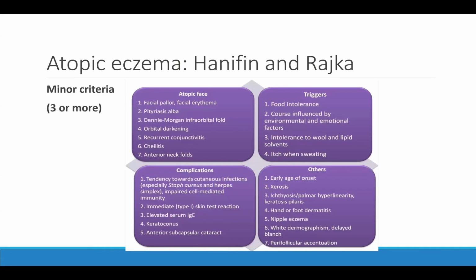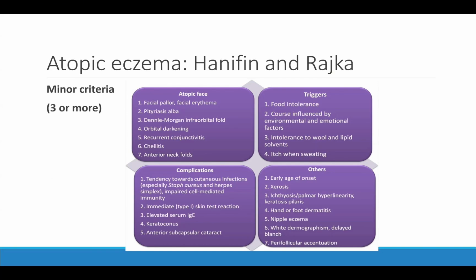In terms of the minor criteria, in which you also need 3 or more, I like to divide them into different categories for easy memorization. So for the atopic phase, this refers to facial pallor or facial erythema, pityriasis alba, a Dennie-Morgan infraorbital fold, orbital darkening, recurrent conjunctivitis, cheilitis, as well as anterior neck folds.